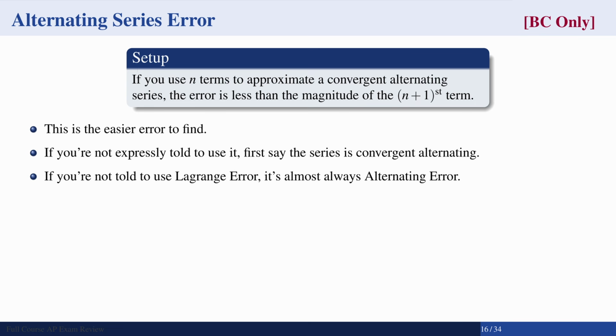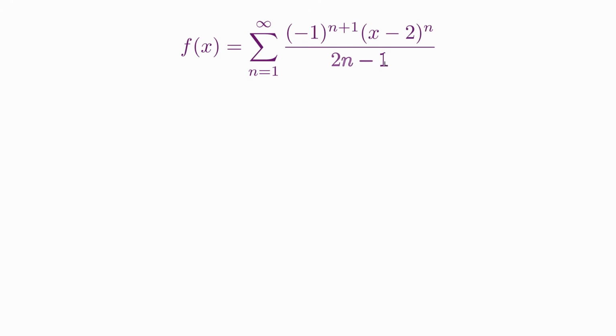I do want to make sure that you're really on top of this, so I'm going to show a little animation of how to do this. Okay, so we're going to start off and we're looking at the sum from 1 to infinity of (-1)^(n+1) times (x minus 2)^n over 2n minus 1. So that's a function of x.